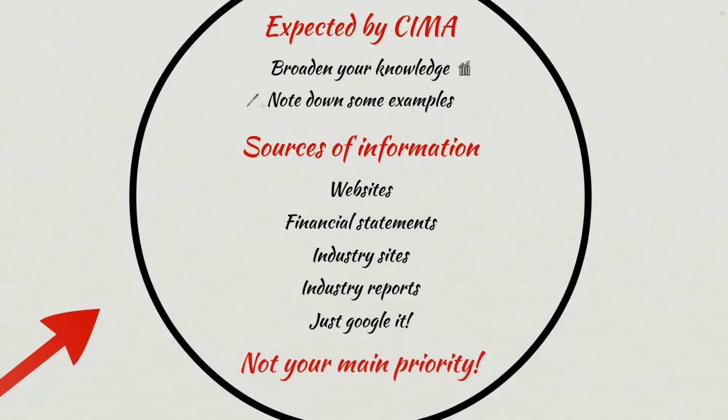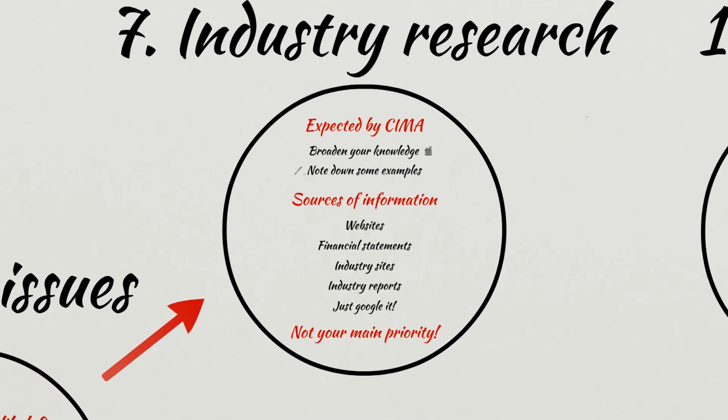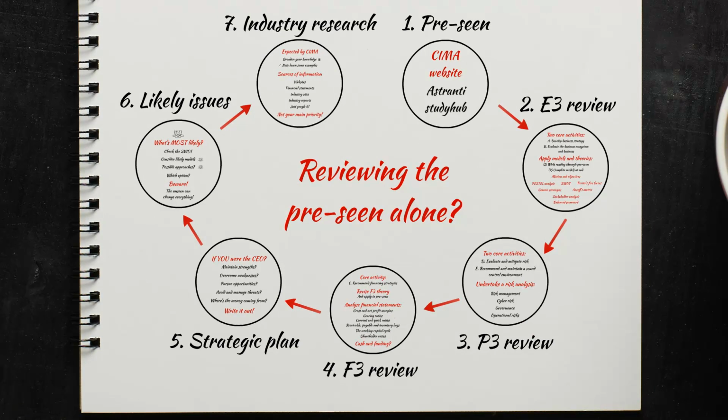But do remember, this is not your absolute priority. I know CIMA has said that they expect it, but it is possible to pass this exam without having lots of extra industry information, industry examples, etc. It's more important that you conduct your review thoroughly and that you analyze the options thoroughly and you provide effective recommendations. So those are the 7 steps if you are looking to review the pre-seen on your own.